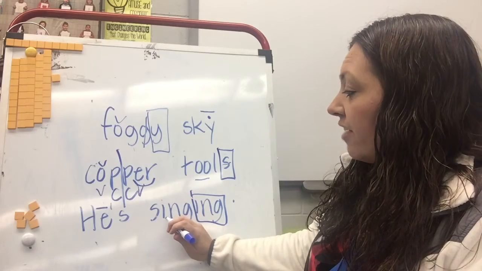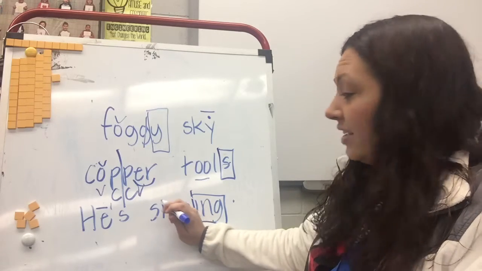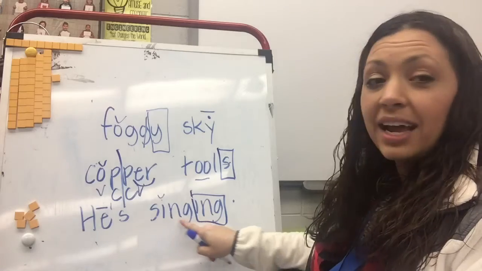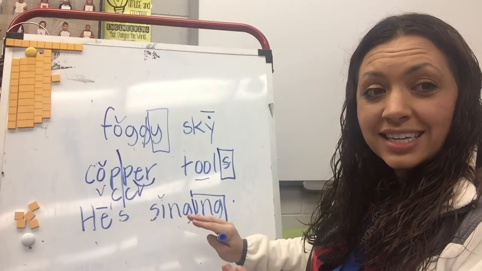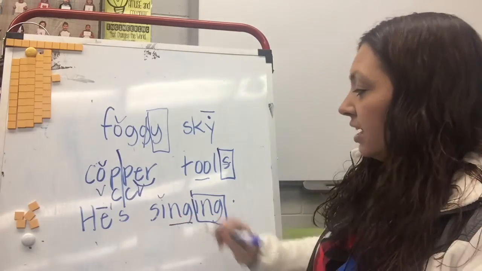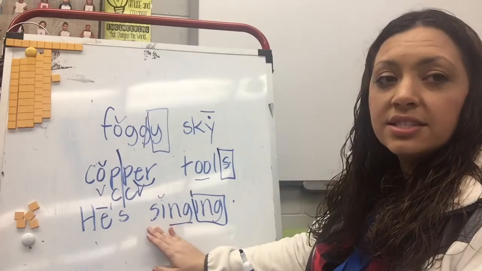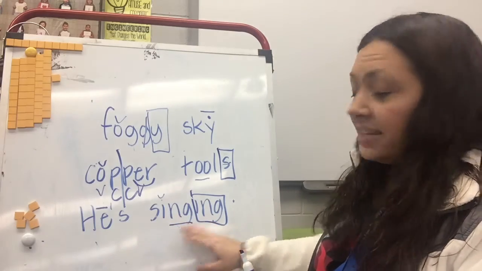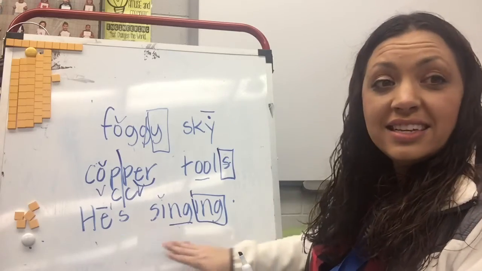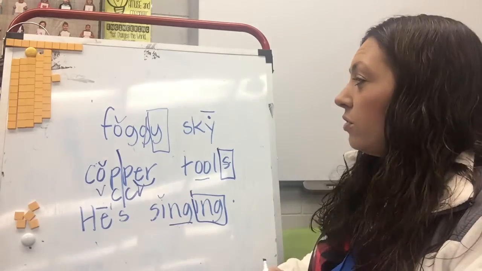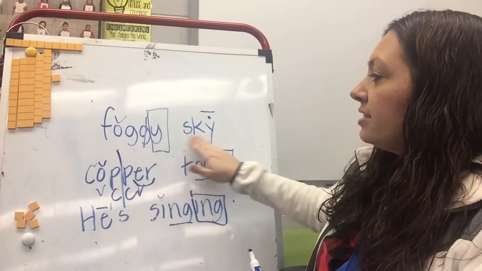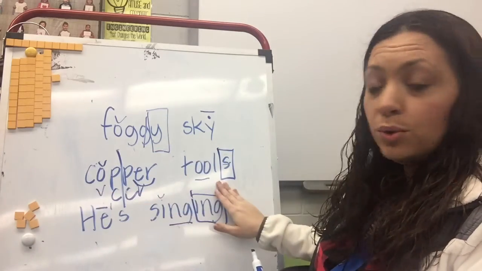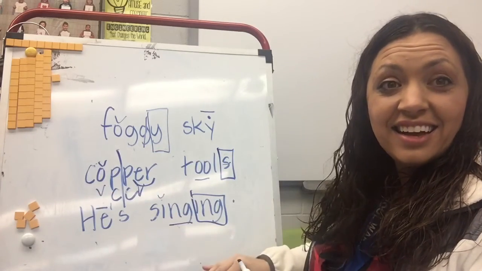So if I look for my vowel, it's I, it's in front of N, so it's going to be short. But then I also see that NG, which says ng, so I'm going to underline it. So I have sing, singing. Very good. So he's singing. So let's really quick look over those words again. We have foggy sky, copper tools, he's singing. Awesome job coding today.